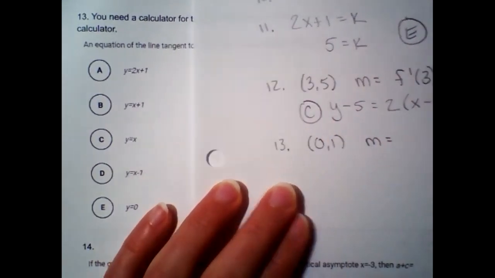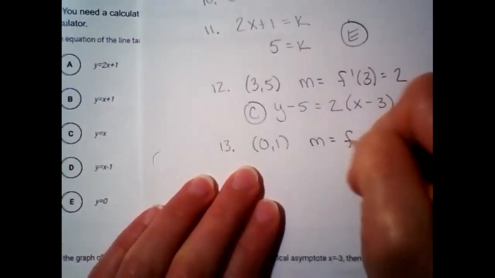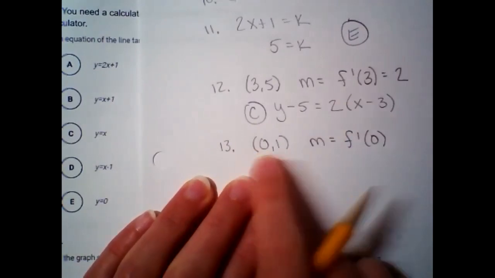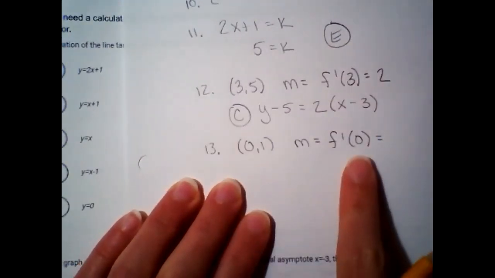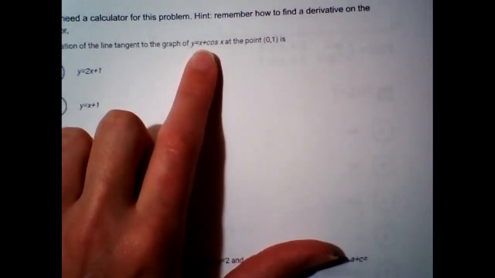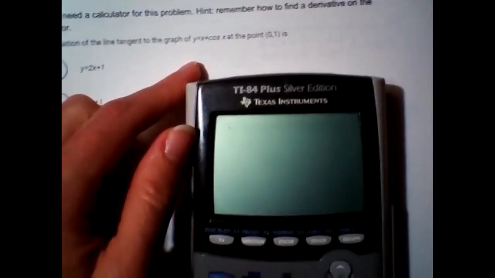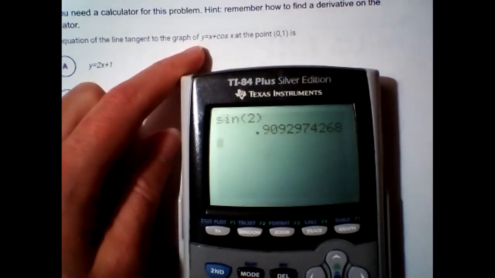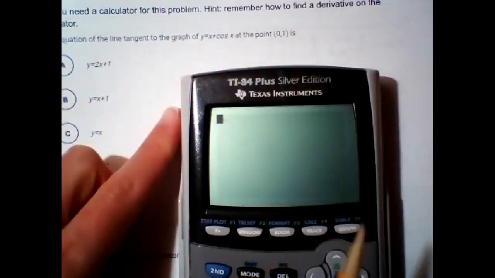So slope comes from the derivative. We would want the derivative at 0. Again, it's at that x value. So I want to find f prime of 0 for this function. So let's go over how to do that in the calculator. And I am eventually going to teach you how to do this without a calculator, but for right now, we're going to need it. So it is in your math menu.